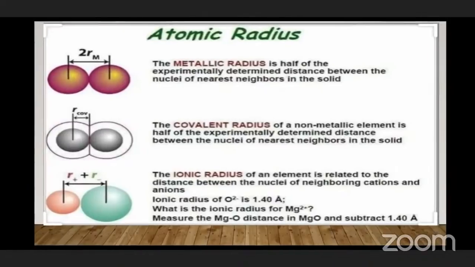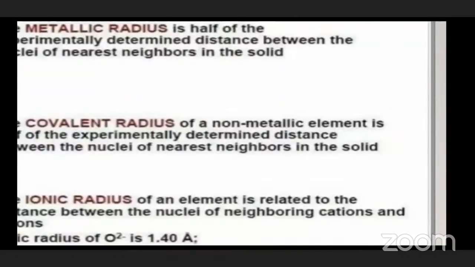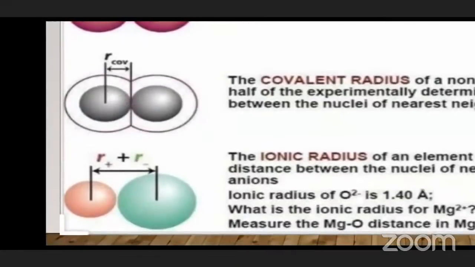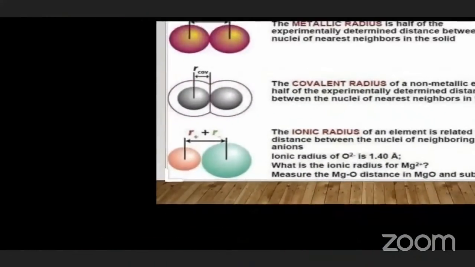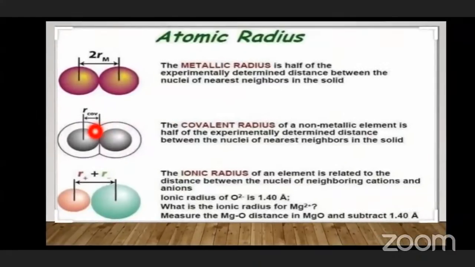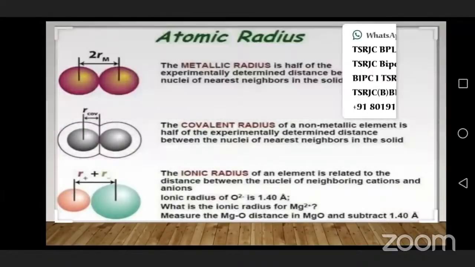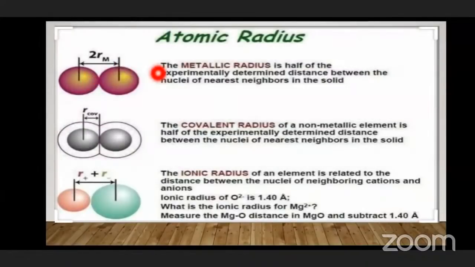If you have taken the non-metallic elements here, and these two are in a bond, at that time which bond is it? First we saw a metallic bond, and because of that it is a metallic radius, half of the distance. But here is also half of the distance, but these two atoms are in which bond? Covalent bond itself. When they are in a covalent bond, we take half of the experimentally determined distance between the two nuclei.